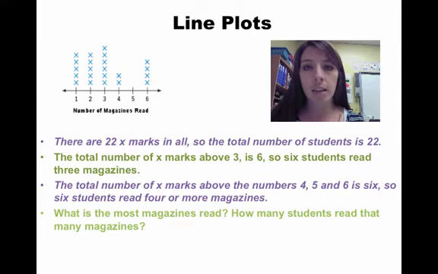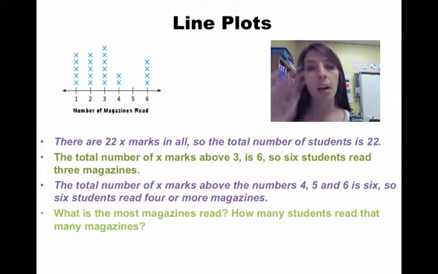It's just like counting the leaves on a stem and leaf plot. With a line plot, you just count the X's, and that's the number of data points that you have. The total number of X marks above 3 is 6. So when you look at the 3, there are 6 X's above that 3. So that means 6 students read 3 magazines.